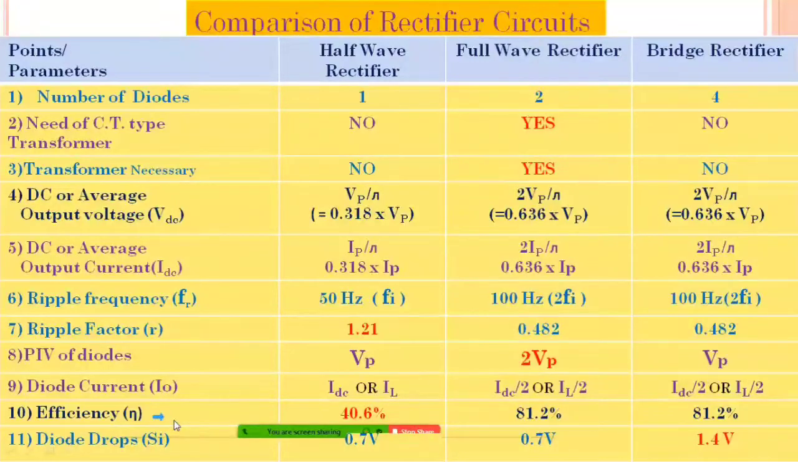Then we see the next one, the efficiency of a rectifier. That means how effectively AC input power is converted into DC output without loss. In case of half wave, it is found that efficiency is below 50%. That means loss is more. So it is highlighted here in red, which means it is a disadvantage. Efficiency is very low. In case of full wave as well as bridge, efficiency is very, very high, about 81.2%.